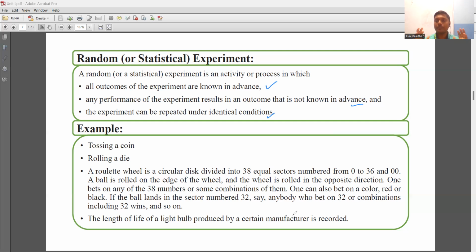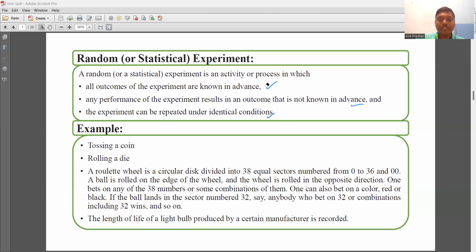So we know what the possible outcomes of this experiment are. But for a randomly selected bulb, if I perform this experiment, we do not know what is going to happen. We do not know how much time the bulb will work properly. Okay, so this is also an example of a random experiment.